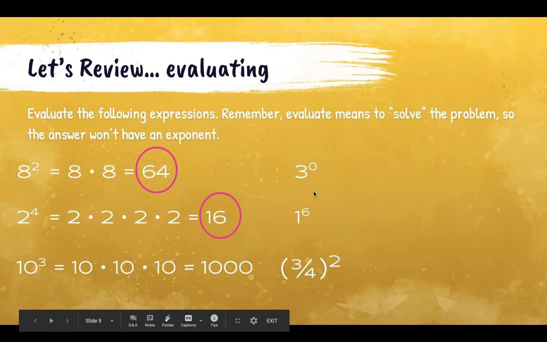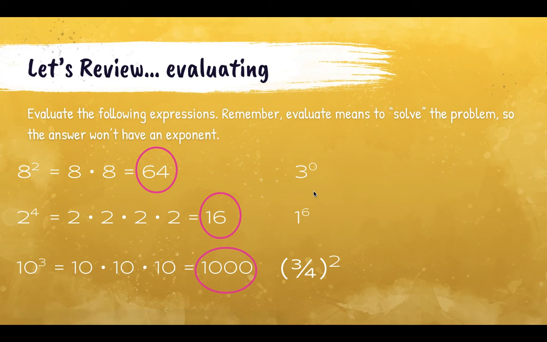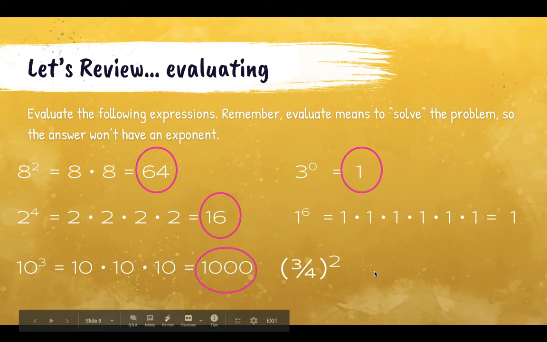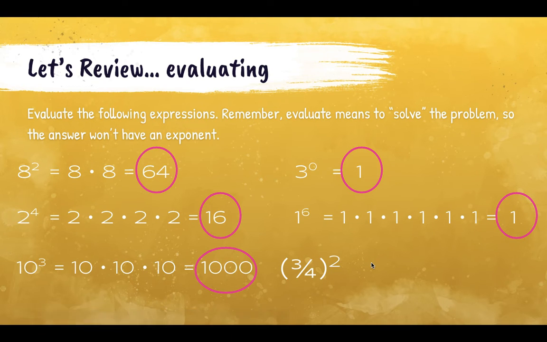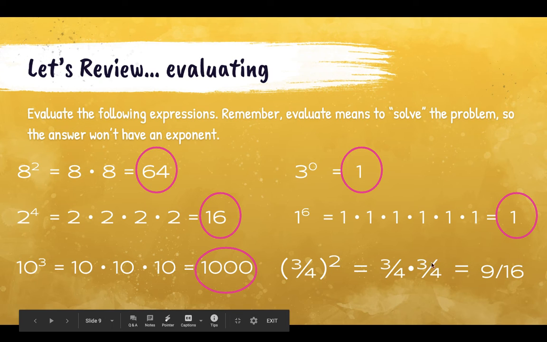3 to the 0 power. Anything to the 0 power is going to equal 1. 1 to the 6th power. That means 1 times itself 6 times. 1 times 1 times 1 times 1 times 1 times 1 equals 1. And our last one, 3/4 to the second power. So we're going to multiply 3/4 times 3/4. 3 times 3 is 9. 4 times 4 is 16. So our answer is 9/16.